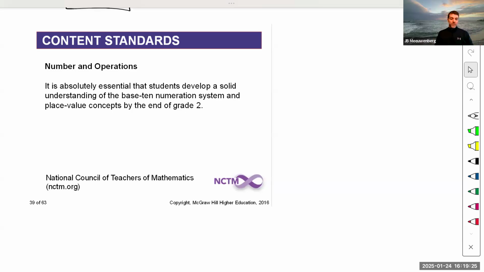As you can see here, according to the National Council of Teachers of Mathematics, one of the content standards is: it is absolutely essential that students develop a solid understanding of the base 10 numeration system and place value concept by the end of grade 2.